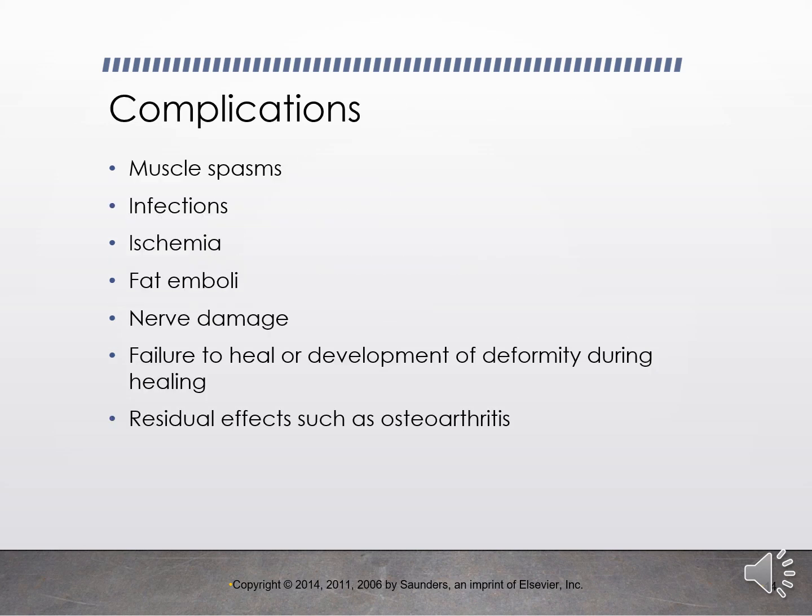Some complications include muscle spasms, infections, ischemia, fat emboli. This is when the fatty bone marrow escapes from the bone into a vein. The fat can travel to the lungs and it can cause an obstruction, inflammation, respiratory distress, severe hypoxia. Nerve damage can also happen when we have a break. Trouble healing or deformities can happen, and fractures in or near joints can have long-term effects like osteoarthritis, or if we have a child whose growth plate is damaged, it can actually stunt their growth.